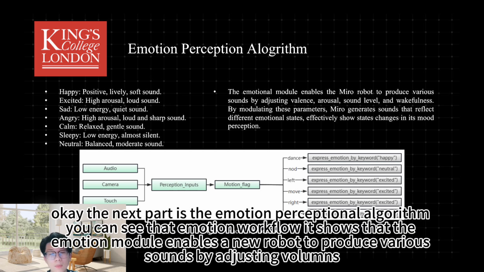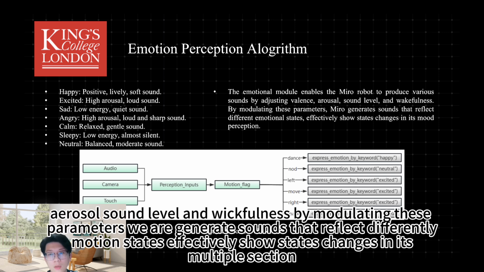Okay, the next part is the emotion perception algorithm. You can see the emotion workflow. It shows that the emotion module enables the Miro robot to produce various sounds by adjusting valence, arousal, sound level, and wakefulness. By modulating these parameters, Miro generates sounds that reflect different emotion states, effectively showing state changes in its mood perception.